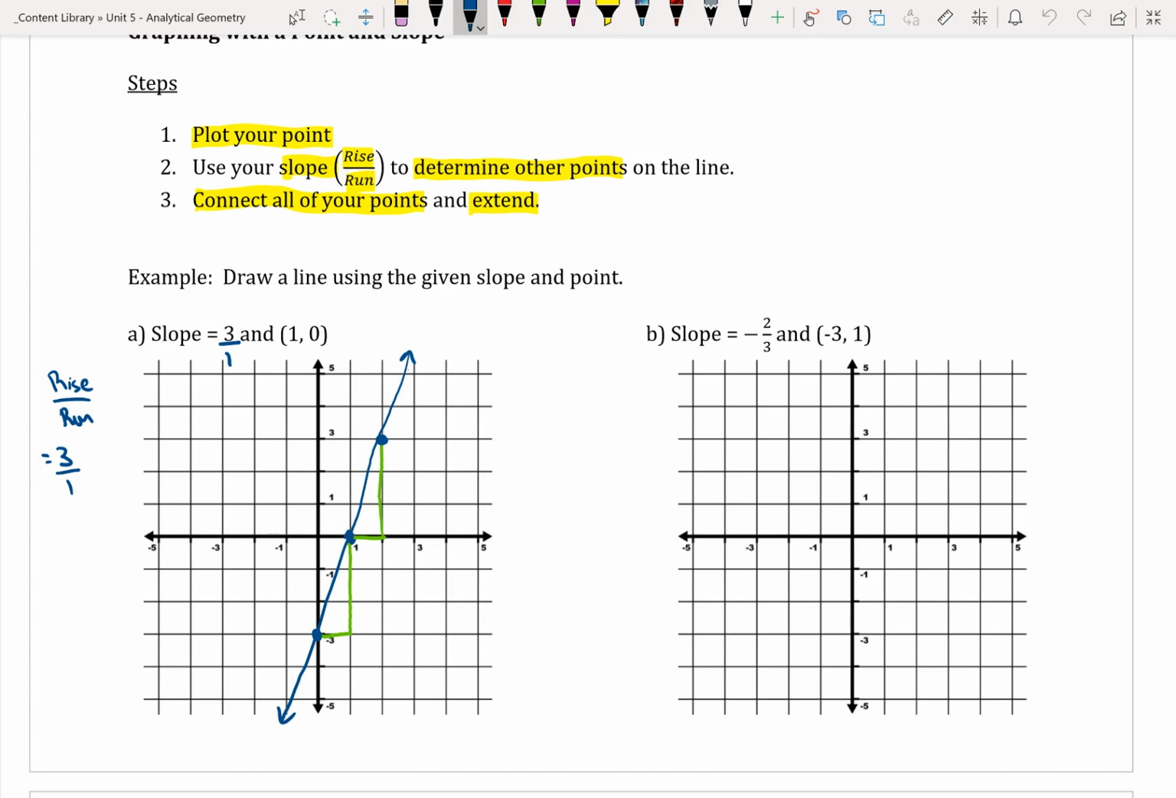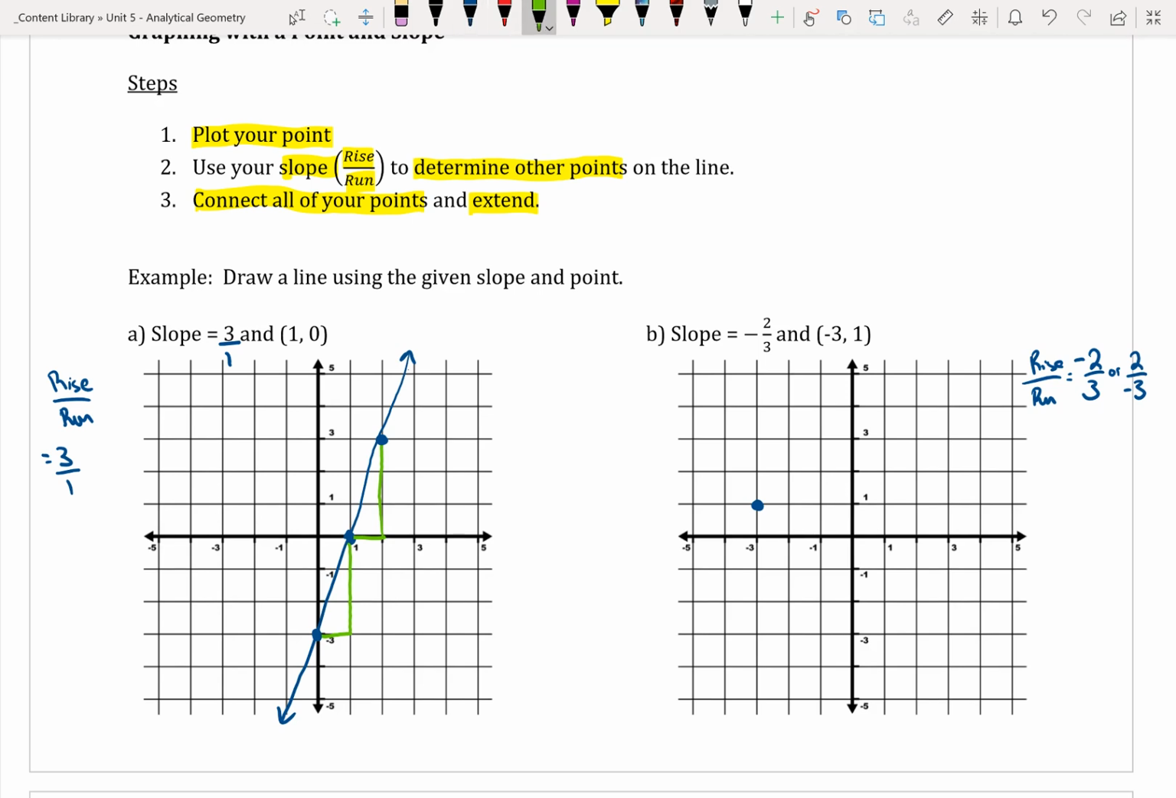For B, the slope is negative 2 over 3, and I have the point negative 3, 1. So again, the first thing I'm going to do is plot my point, so negative 3, 1, and now I need to figure out my rise and my run. Well, I know that it's 2 over 3, but the negative is out front, and I'm not sure where it goes. But if we recall back to our fractions unit at the beginning of the year, we talked about if we have a negative fraction, the negative can be either on the top or it can be on the bottom. And basically the difference is just what direction you want to go in.